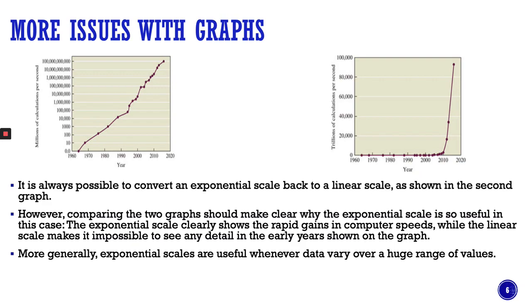in the early years shown on the graph because they all look like they're at about 0. Because it jumps from 0 to 20,000 and then goes jumping up to close to 100,000. More generally, exponential scales are useful whenever data vary over a large range of values.